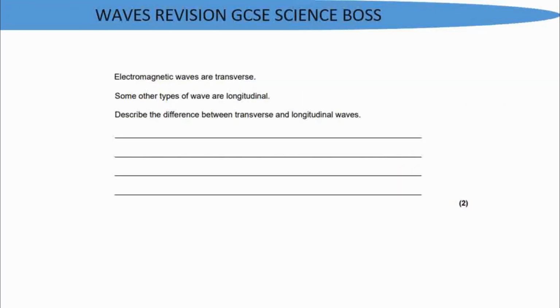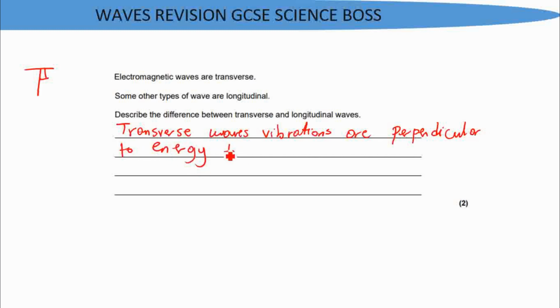Next example here, describe the difference between longitudinal and transverse waves. So just remember, for transverse, your T in transverse means that it is perpendicular. So transverse waves, vibrations are perpendicular to energy transfer. Okay, too easy. All right, to energy transfer.